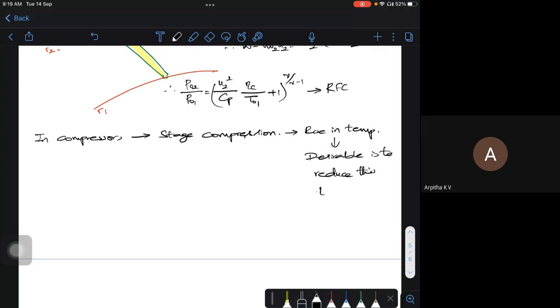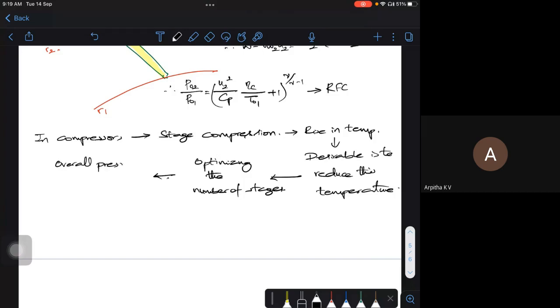Reduce this temperature. Whatever the temperature we see, we have to reduce it. How can we do that? I have to reduce, or rather optimize, the number of stages. Now, how can we do this? Optimizing the number of stages can be done by considering the overall pressure ratio.